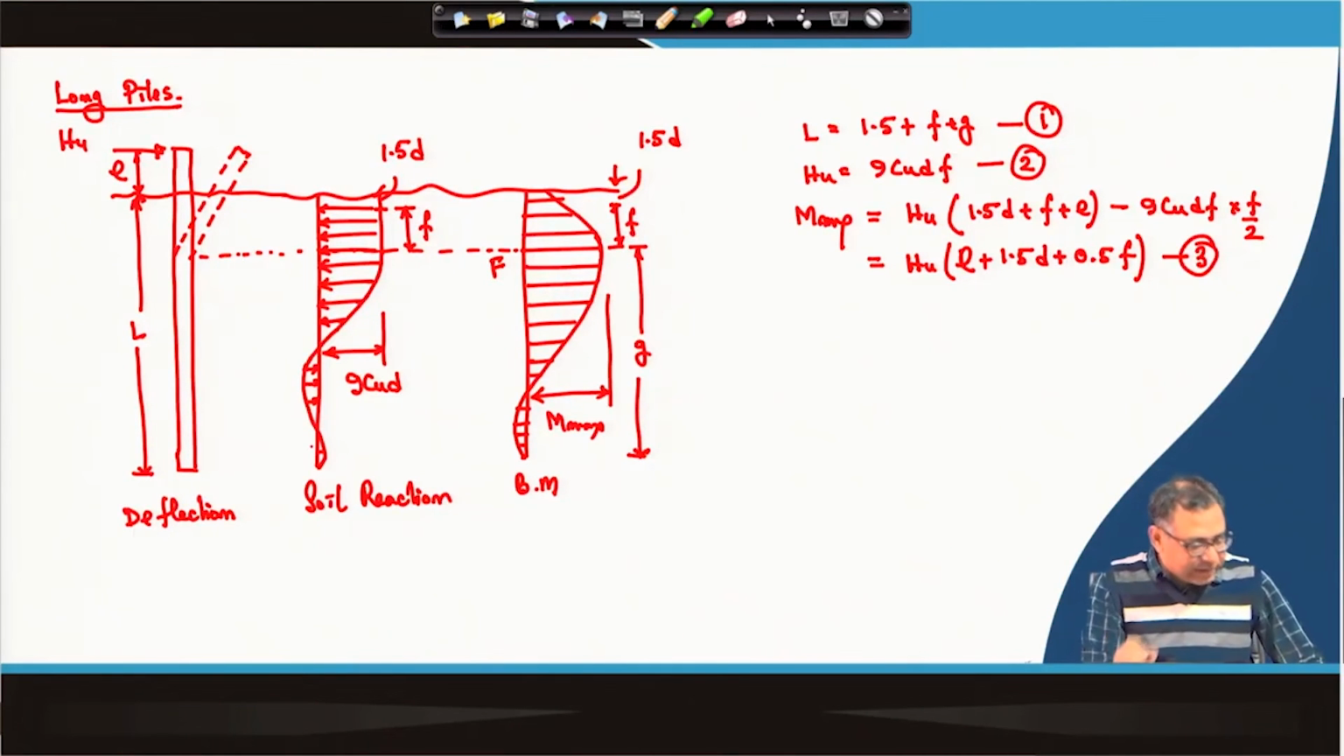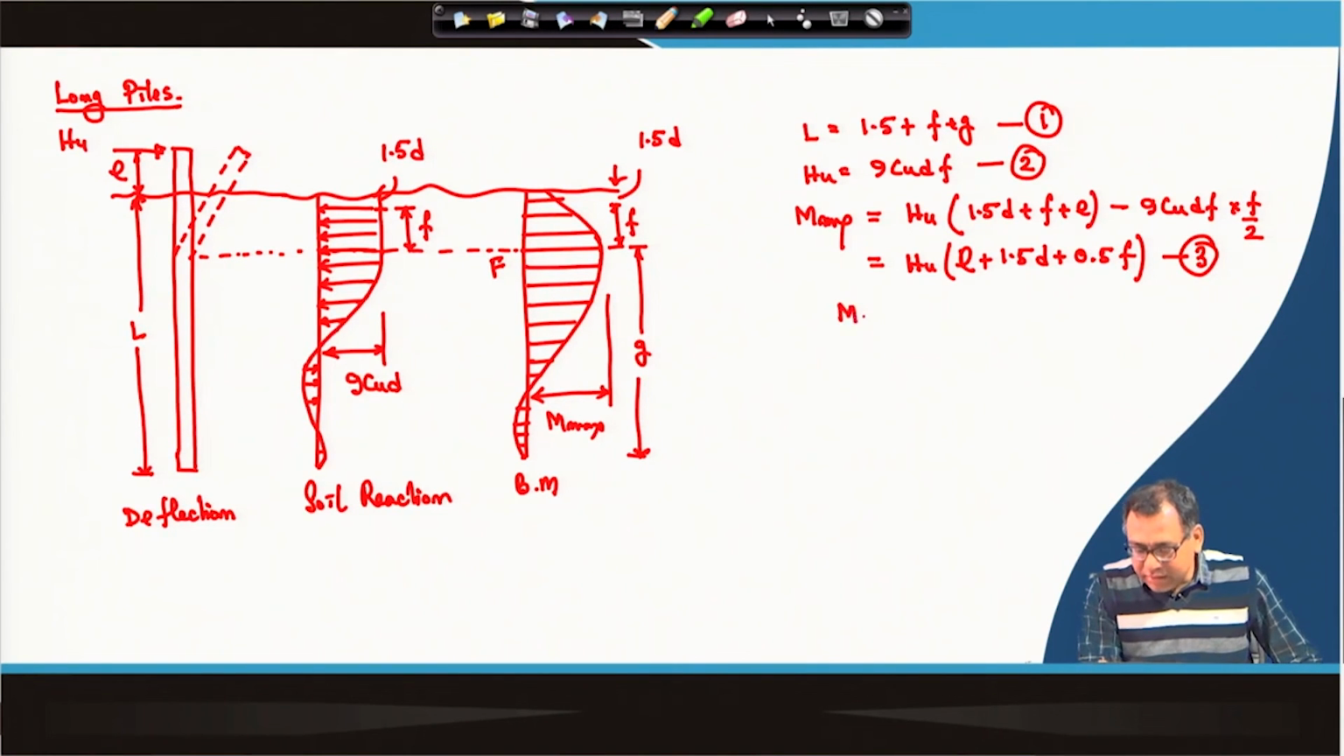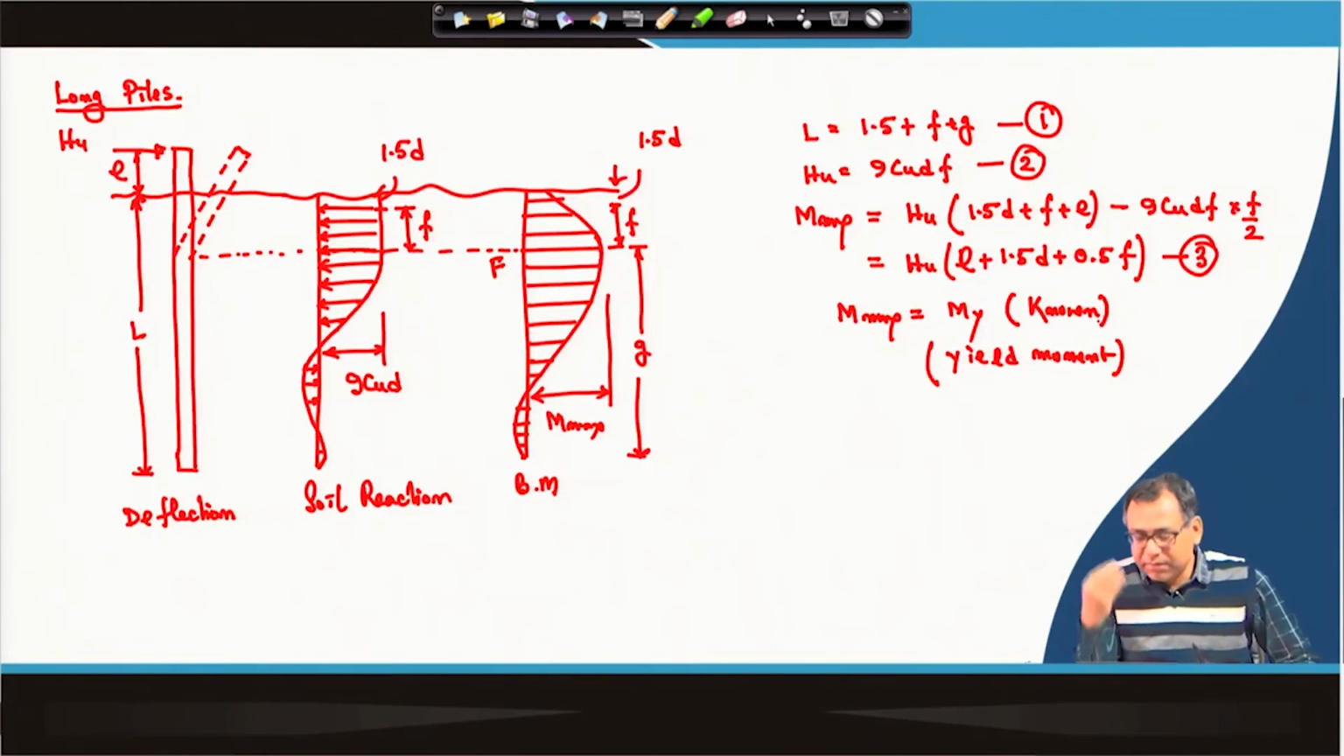So we need one more equation, and for the long pile, in this particular case, we have to consider that M max is equal to the yield moment. This is the yield moment of the pile, which is a known value. Based on which type of pile section we are taking and the material of the pile, this yield moment is known, and that gives us the fourth equation. If the maximum moment induced in the pile is greater than the yield moment, then yielding will occur. We do not want that, so we have to restrict the maximum bending moment to the yield moment.